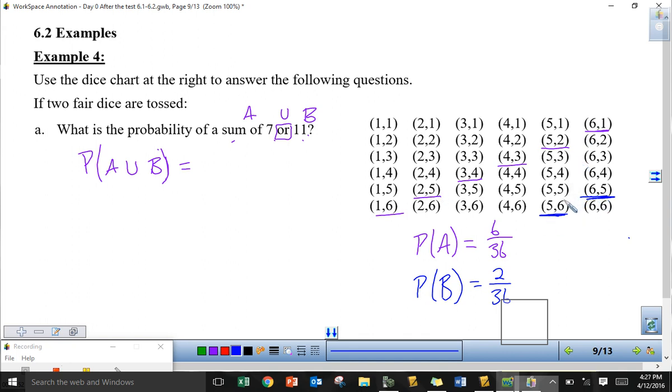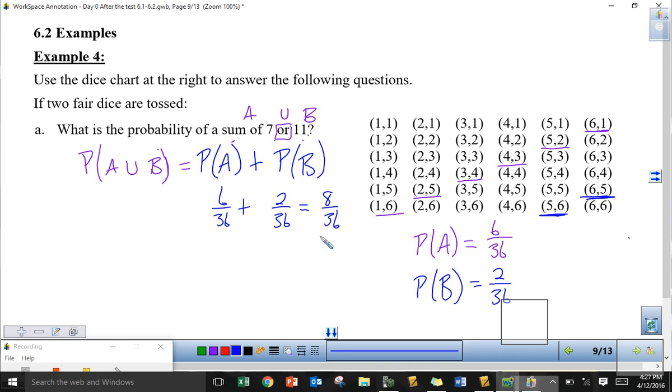These are mutually exclusive, and for mutually exclusive events, we just have to find the probability of A and add it to the probability of B. That will give us the probability of the union. So we take this 6 over 36 and add it to 2 over 36, which gives us 8 over 36. Again, anytime we have a fraction that can be reduced, we want to make sure to do that. If we take a 4 out of both, we've got 2 9ths. So the probability of getting a sum of 7 or a sum of 11 when we roll 2 dice is 2 9ths.